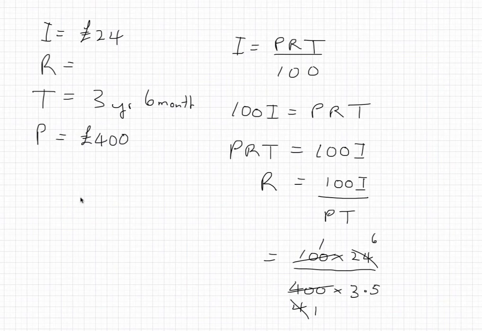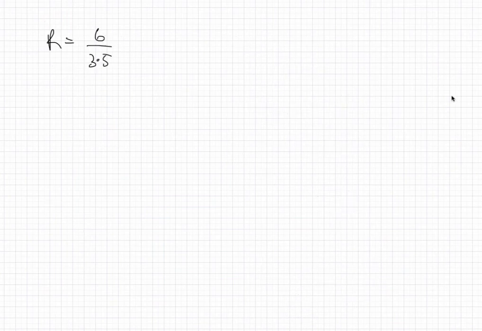So the rate R is equal to 6 over 3.5. We'll go over to the next page. Okay, now I haven't got a calculator. What can we do without a calculator? So I can multiply the top by 10 to make 60, and the bottom by 10 to make 35.